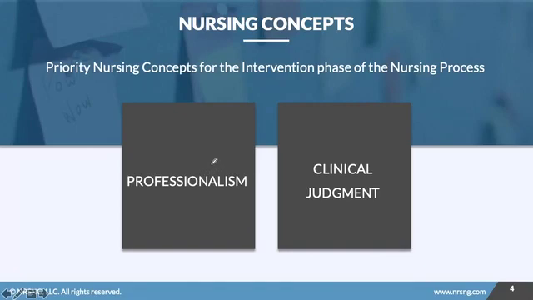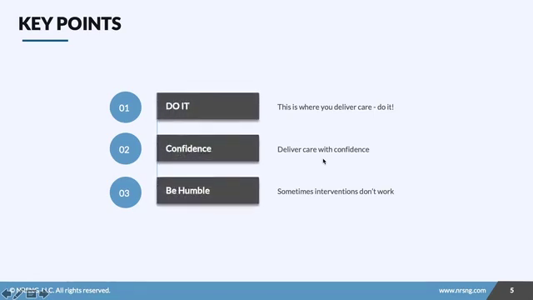Now, the nursing concepts you need to keep in mind here are professionalism and clinical judgment. Again, using your judgment, using all this data, all this information that you've gathered to then go implement the care that you have determined is best for your patient. So the key points are here, guys. Biggest thing is just do it, right? Just do it. Don't tell Nike. I don't want them to sue me. But once you've decided what you're going to do, go do it. That's as easy as it is. Deliver the care with confidence.